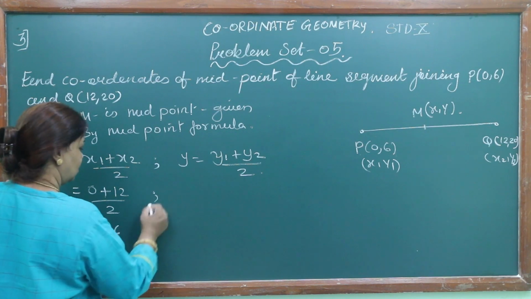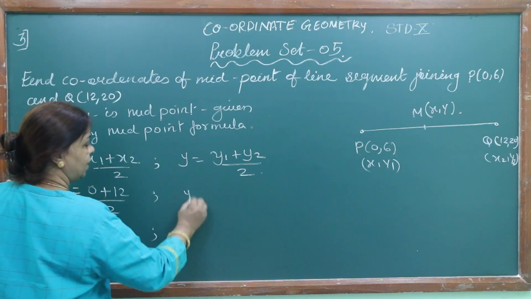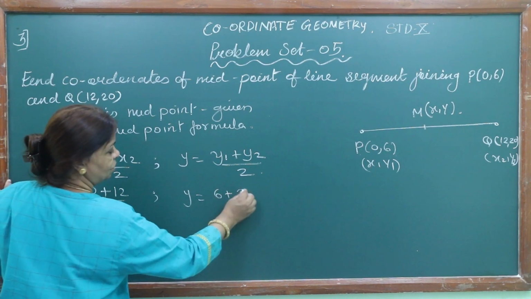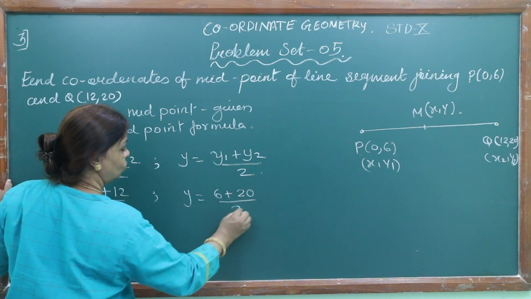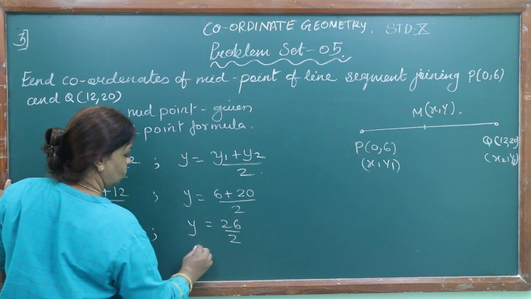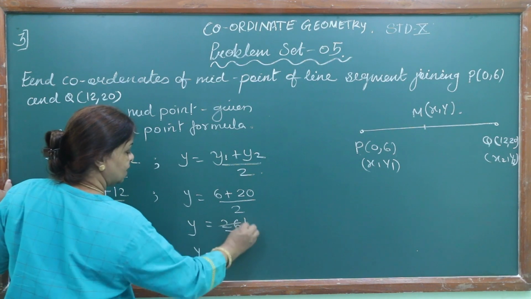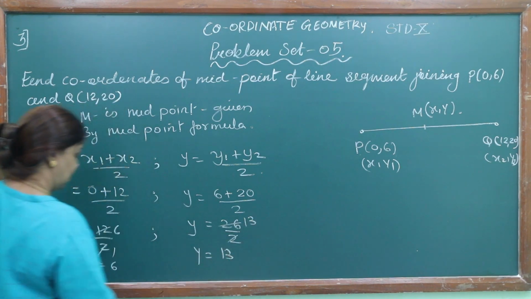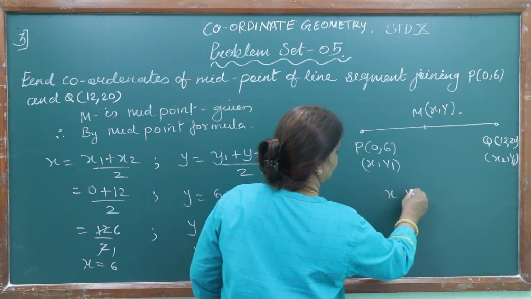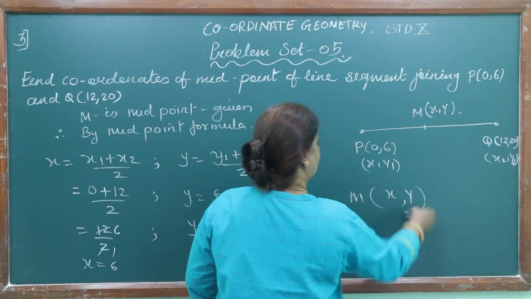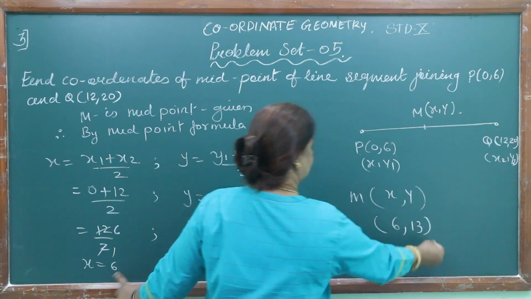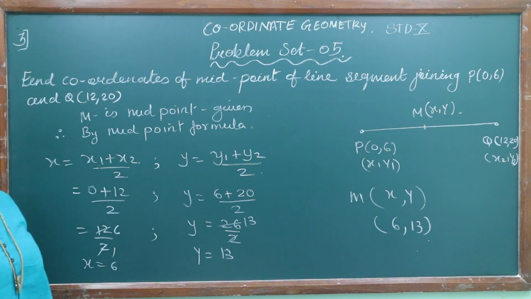Now here y is equal to (y1 plus y2) upon 2. y1 is 6 plus y2 is 20, upon 2. So that is 26 upon 2. So the y coordinate will be 13. So we got the x and y coordinates of M as x is 6 and y is 13. You can pause the video and you can solve the sum.